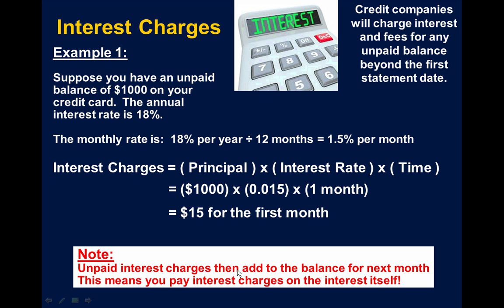This situation compounds, and by compounds we mean it gets worse quickly. It's the same way that interest you earn as an investor compounds and can pile up money in your favor. Here you're paying interest, so it can compound quickly. Be careful if you can't pay the full balance.